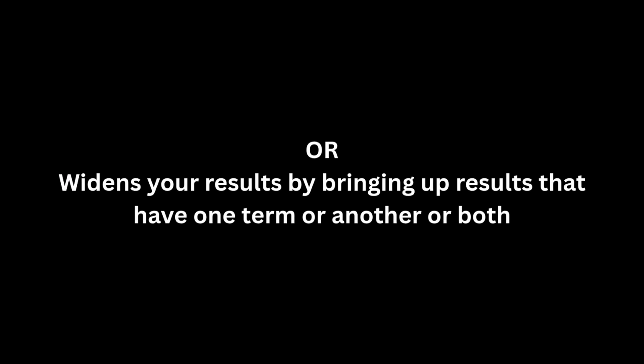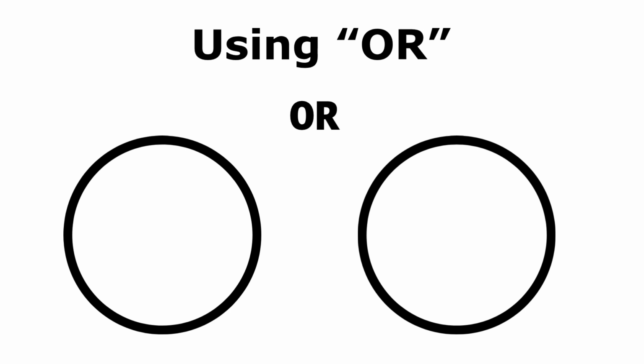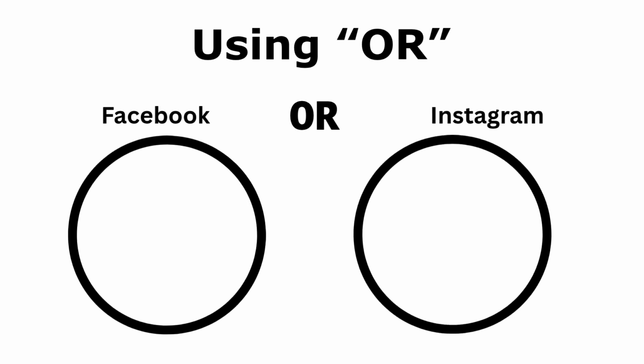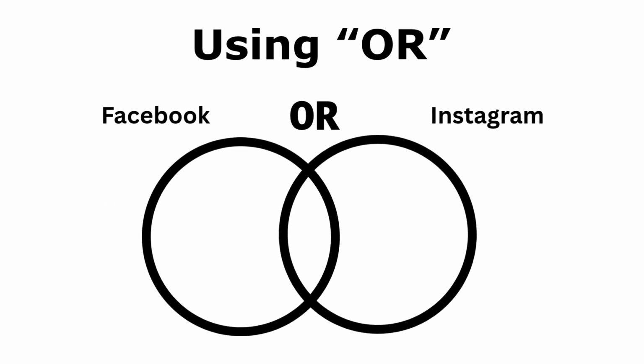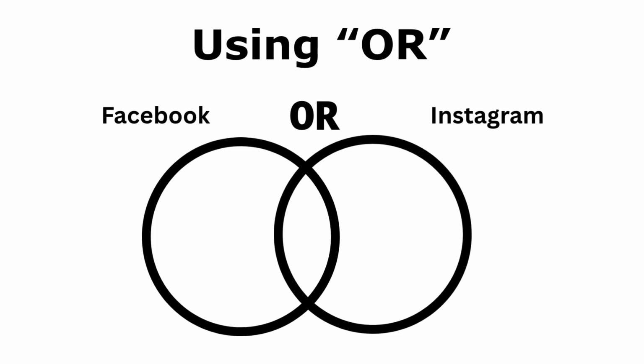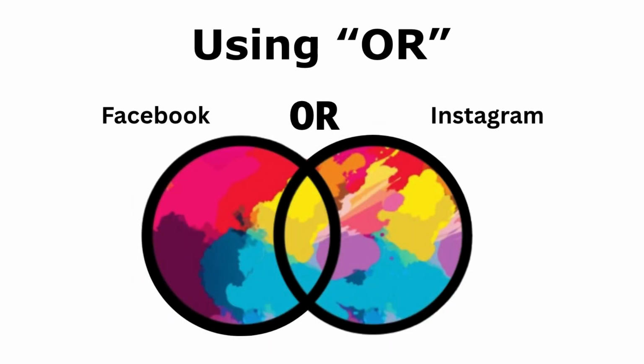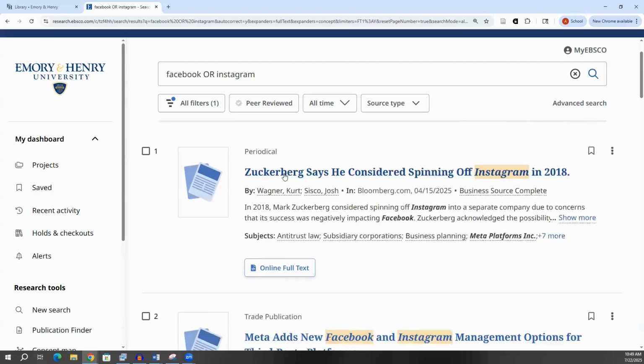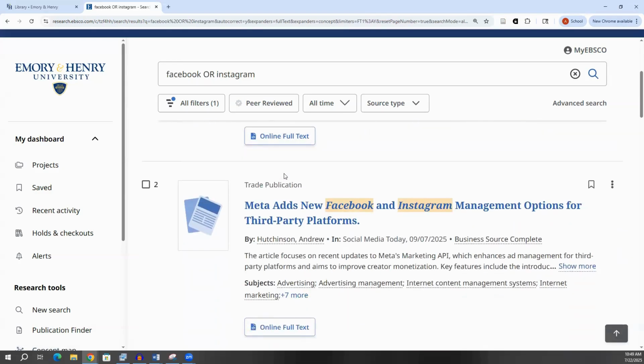Our next operator is OR. OR works by combining search terms so that each search result contains at least one of the terms you enter. Using OR when performing a search with multiple keywords or concepts will broaden your search results. For example, if I were to search for Facebook or Instagram, I would see a result listing with results that could be all about Facebook, all about Instagram, or I could also stumble across discussions that include both.